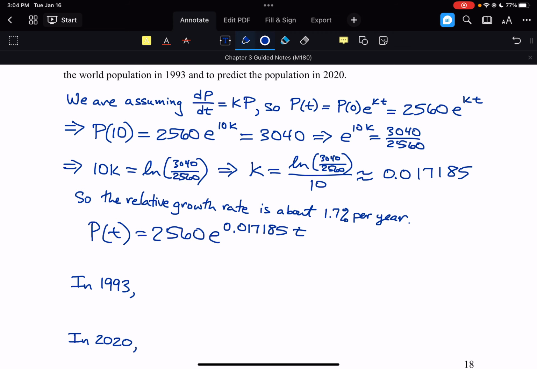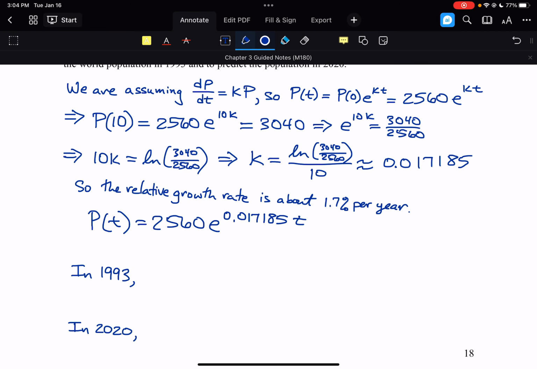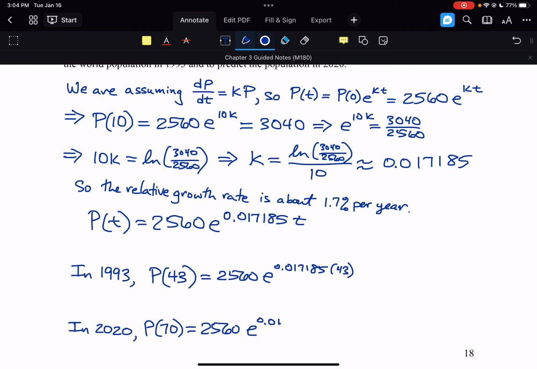So to answer the question, world population in 1993 versus 2020. Remember, we're dealing in terms of years after 1950. So for 1993, it's been 43 years, so this is P of 43. In 2020, it's been 70 years. So we get 2560 times e to the 0.017185 times 43. This one will be the same thing, but evaluated at 70.